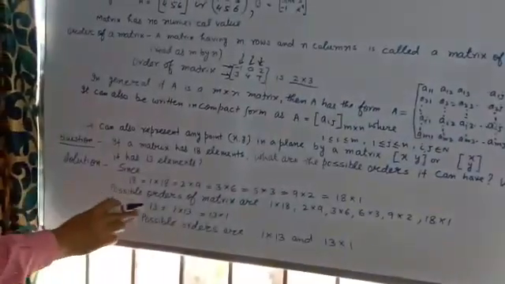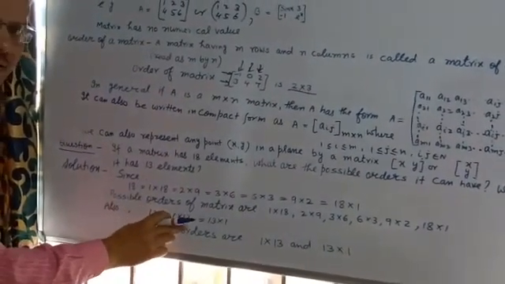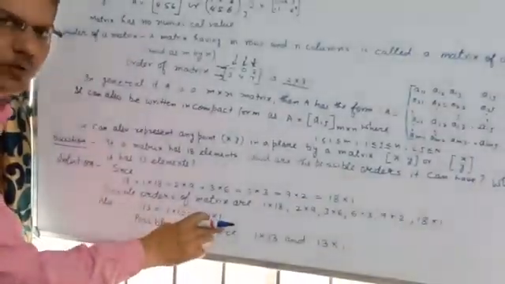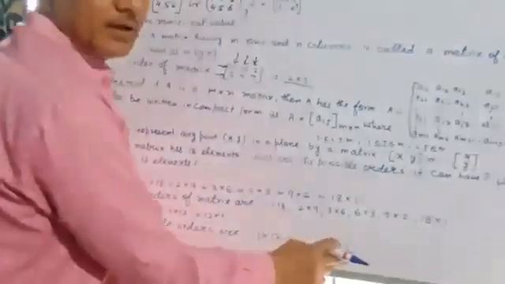Now 13 being a prime number, it is factorized as 1 by 13 or 13 by 1. That's why its possible orders are 1 by 13 and 13 by 1. In the next video, we will learn about types of matrices.